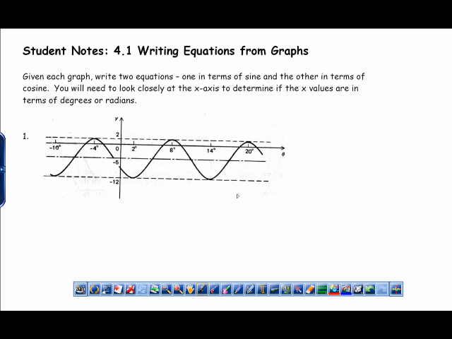You will need to look closely at the x-axis to determine if the x values are in terms of degrees or radians. Sometimes it's obvious, like in this case, because we have a theta and you can see the degree mark. On other ones, it's not obvious. Maybe if you see a pi, you know you're in radians, but I'll help you see on each problem whether you can determine if you're in degrees or radians. It won't be given to you. It won't say the word degrees or radians, though. From now on, that's something you'll have to figure out.